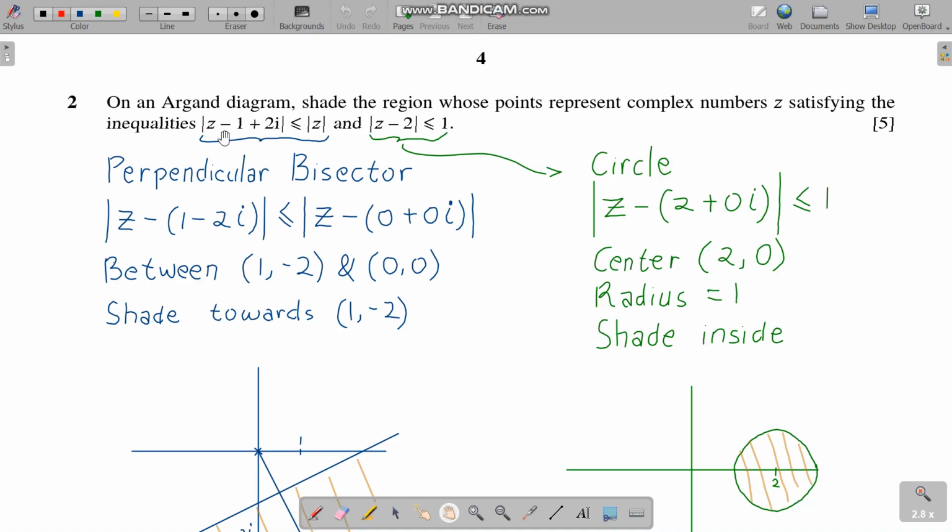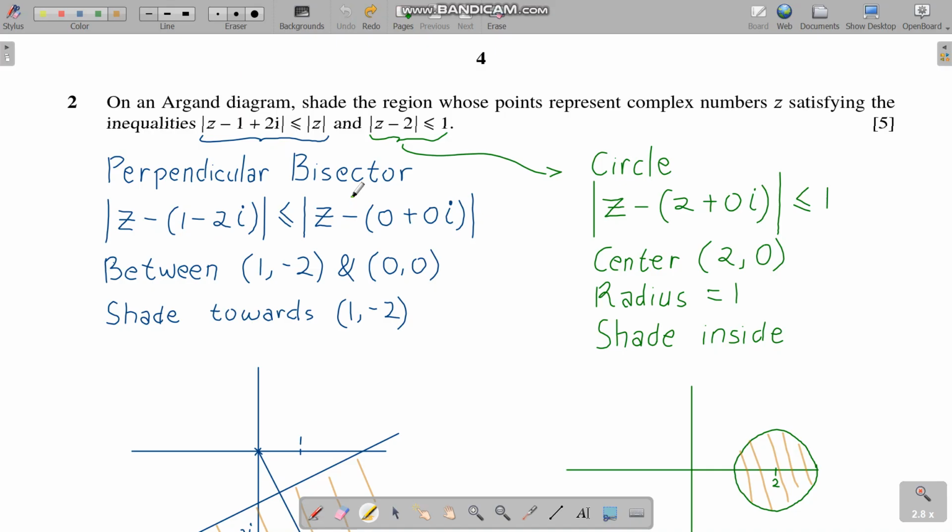So for the first locus, you have z on both sides. This is a perpendicular bisector. To identify the 2 points, use z minus z1 form. So this is z and this is minus. So we have to use 1 minus 2i, because if we multiply we get minus 1 back to the original, multiply we get plus 2i back to the original. So we're not changing anything about the question.